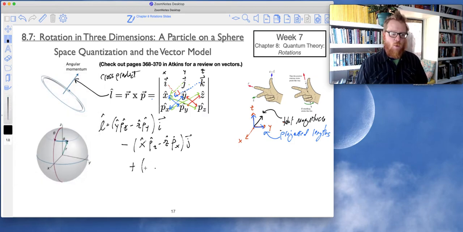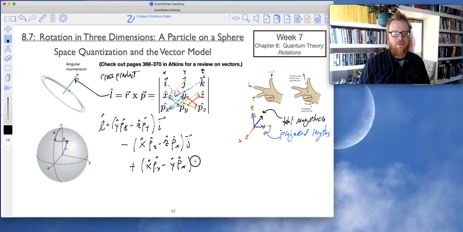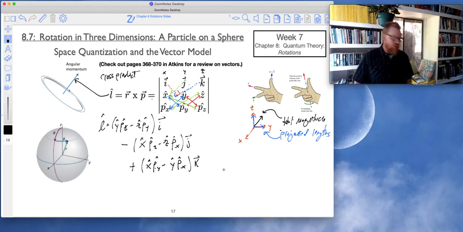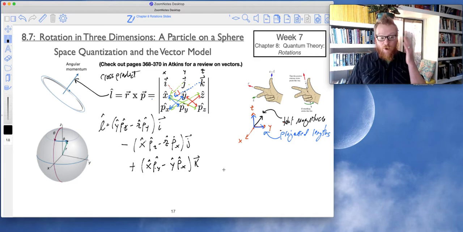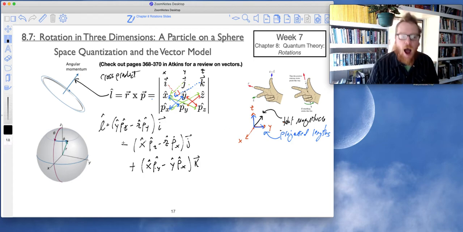Okay, so now that's going to be x py minus y px times vector length k. All right? And so now what does all of this stuff get at? Well, what we have now is a total orbital angular momentum operator.